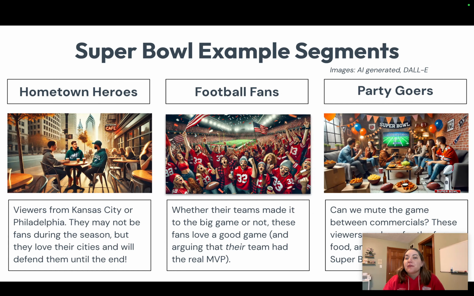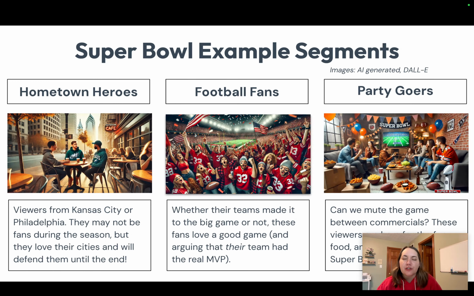The next group, I would assume there's going to be some just classic football fans. Realistically, their team's probably out by this point. There's only two teams left. But these people are huge football fans. They've watched their teams all year. They're going to argue about the refs being on one side or the other. They're going to argue that their team really should have had the MVP and they should be in the big game. But they're going to watch the game. They're going to watch it at home.